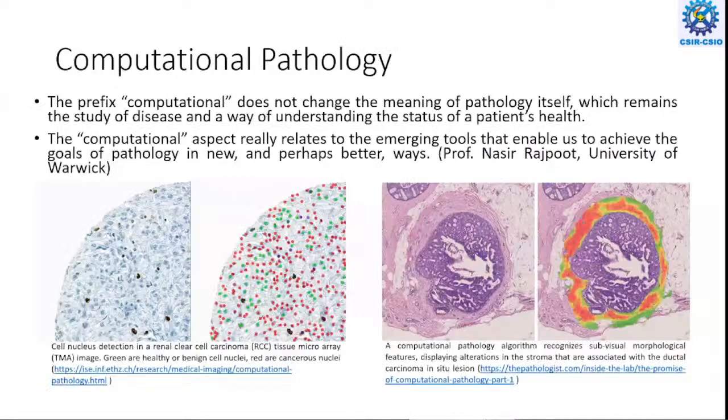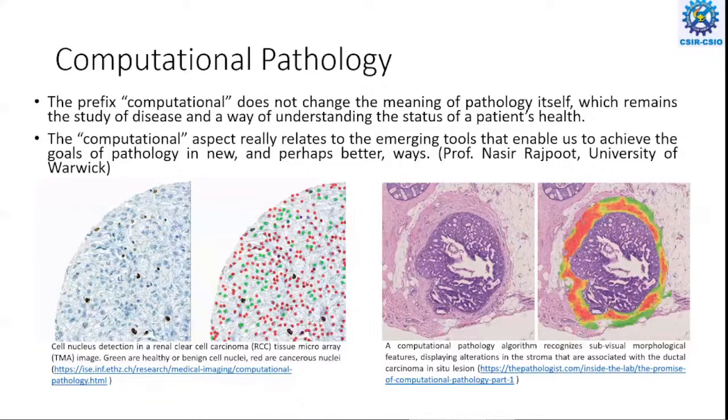Then we come to computational pathology. Basically, computational pathology is pathology with some kind of automated computation. The prefix computational does not change the meaning of pathology itself. This aspect relates to emerging tools such as image processing, machine learning, or deep learning to achieve the goals of pathology in new and perhaps better ways. All the segmentation and classification that is required is done using these computational tools, which assist the pathologist in decision making.